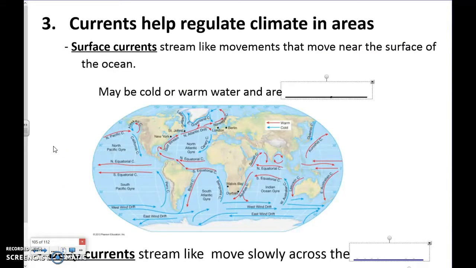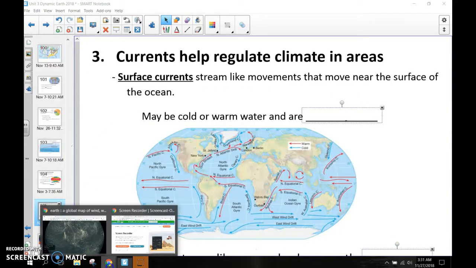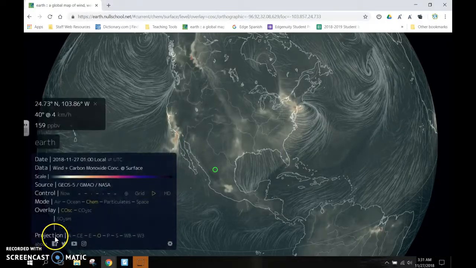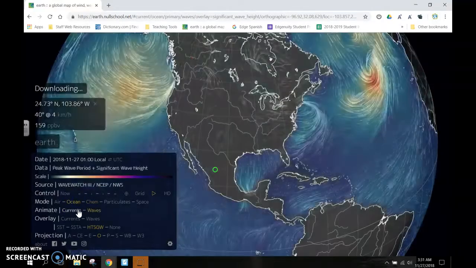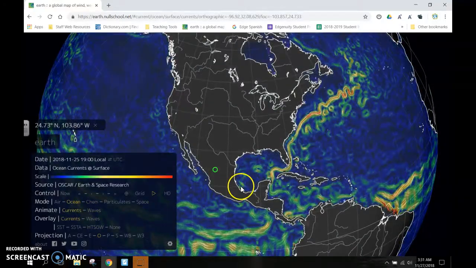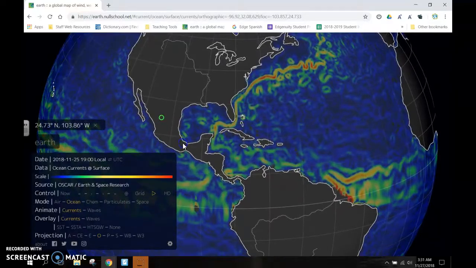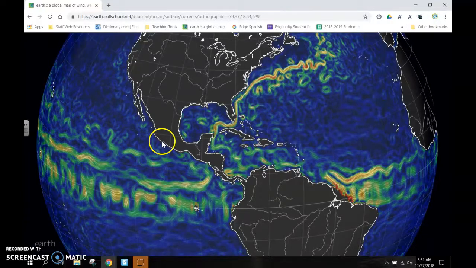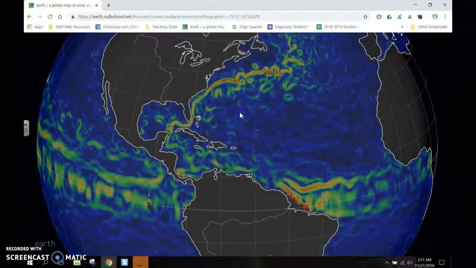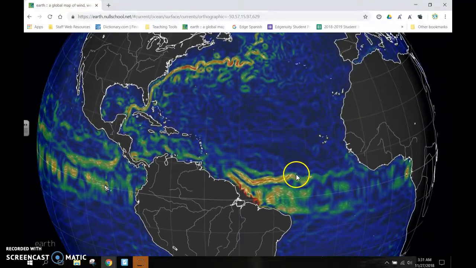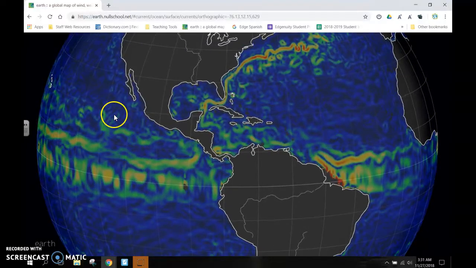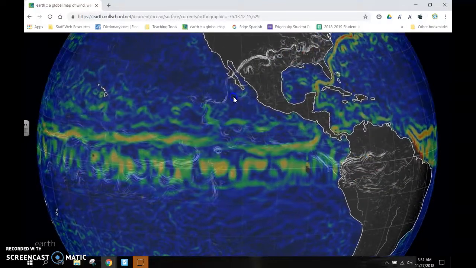I'm going to go ahead and escape out of here for a second. Let's go back to this guy. I'm going to go to ocean currents. And I want you to notice here: blue is cold, red is warm. I want you to notice that we have areas in our ocean that are warmer than others. And where do you see most of those warm areas? Right there at the equator.